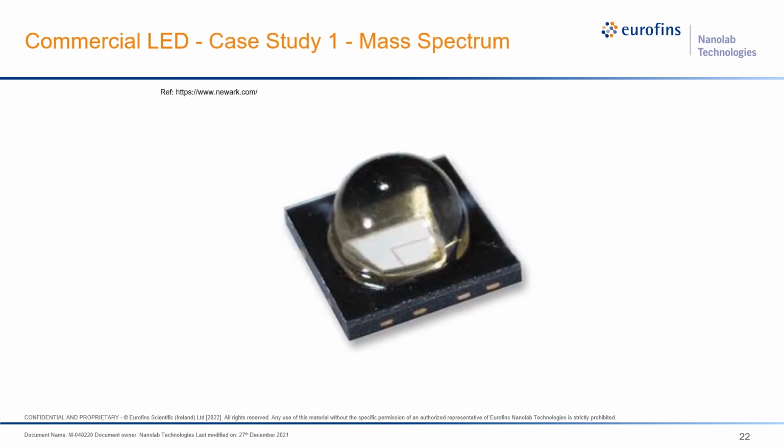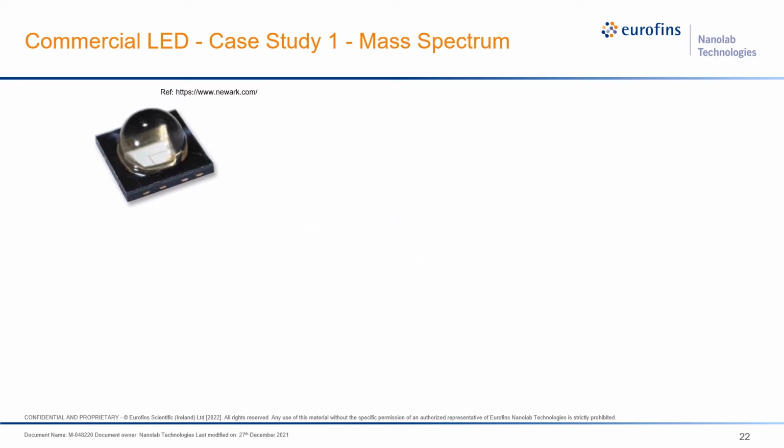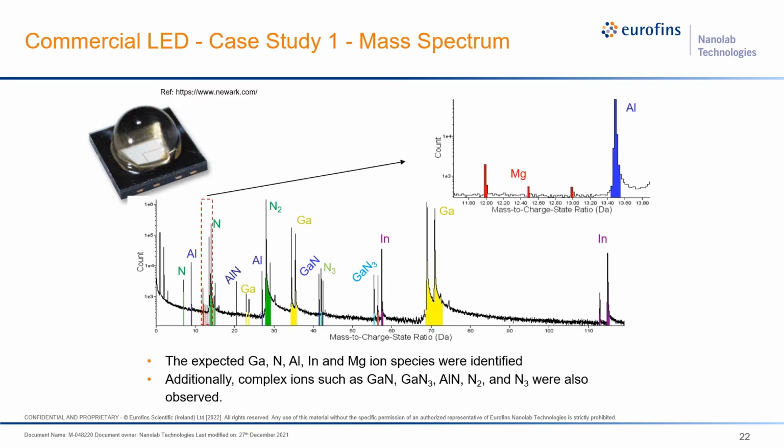So this is a representative example of an LED, which first we deprocess down. And then the initial thing is when you look at the mass spectrum that you observe from APT, you see that all the expected signatures for gallium, nitrogen, aluminum, indium, and magnesium have been picked up. Magnesium here is a dopant element, so you can see that we really need to zoom into that region to actually make sure that the magnesium has been picked up. There are also complex ions which have been investigated here, such as gallium nitride, other species, and they are actually part of the field evaporation process of atom probe tomography.